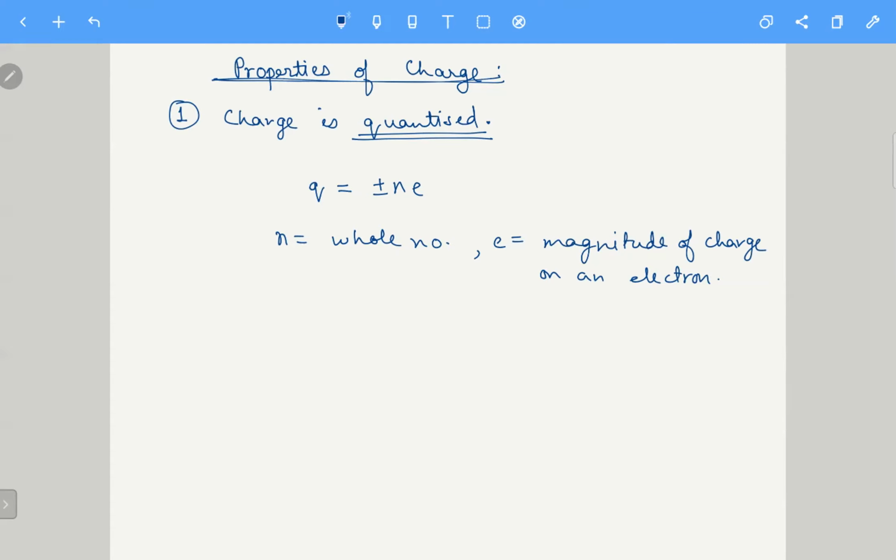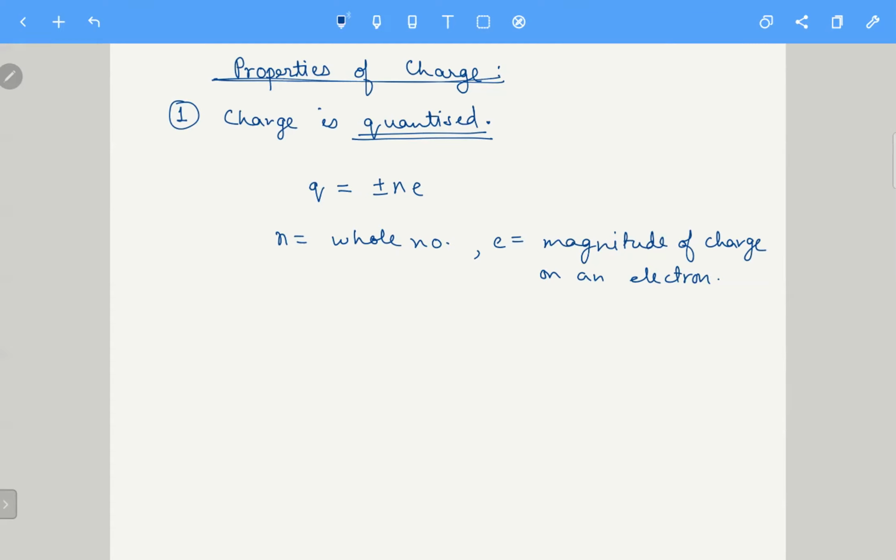Accordingly, charge on an atom is a multiple of charge on an electron, and charge on the entire substance will definitely be based on the number of ions present. 10 ions will result in some charge, 100 ions will result in some charge, 1000 ions will result in some charge. So always the total charge on a substance is a whole number multiple of the electronic charge. The magnitude of total charge on a substance is a whole number multiple of electronic charge. This is what we mean by charge is quantized.